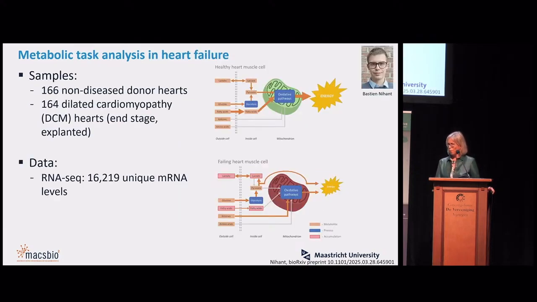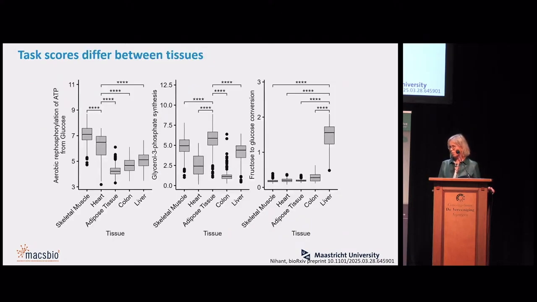So we applied this tool and improved this tool for a study on dilated cardiomyopathy, where we used a public data set on non-diseased donor hearts and dilated cardiomyopathy hearts that were explanted, so end-stage disease, and the data we had were RNA sequencing. And we first validated the tool.